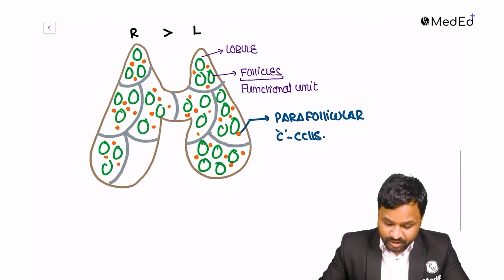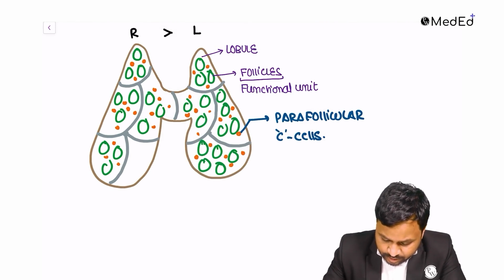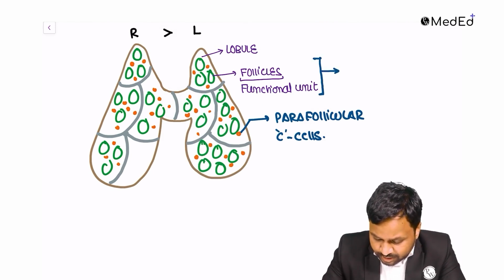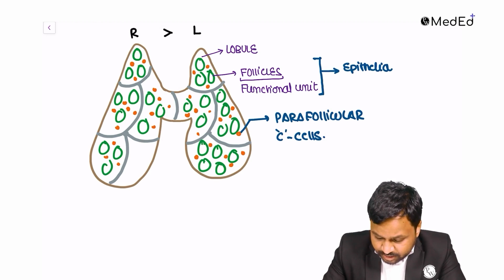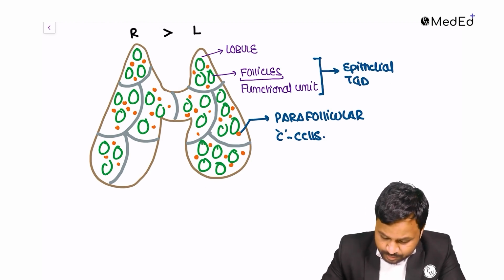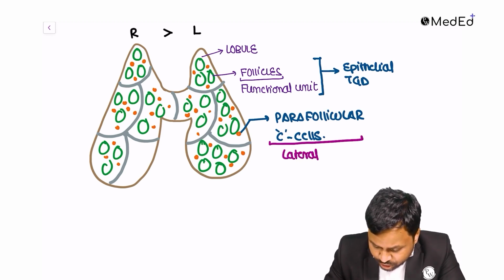So I can say the follicles of the thyroid gland are derived from the epithelial lining of the thyroglossal duct, whereas the parafollicular C cells are derived from the lateral anlagen.